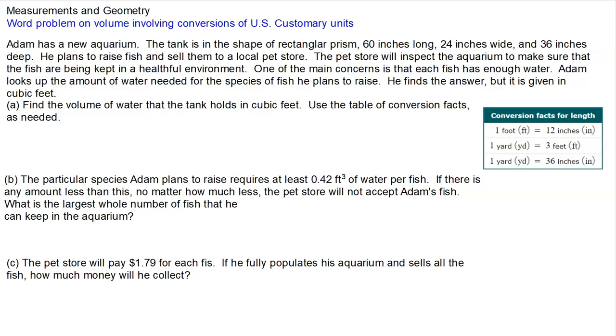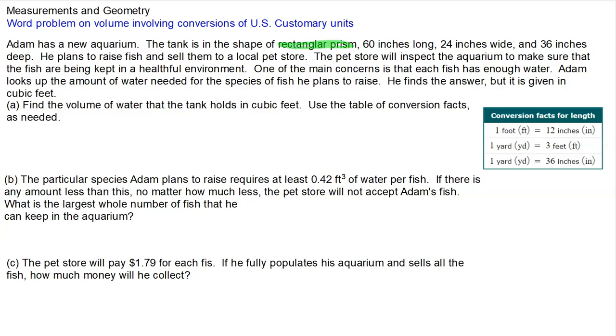Okay, in this particular video, we're going to take a look at a word problem on volume involving conversions of US customary units, and this is from the Measurements and Geometry module. So Adam has a new aquarium. The tank is in the shape of a rectangular prism. The rectangular prism is going to be important to think about as we go through these problems.